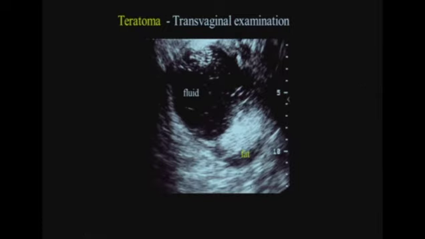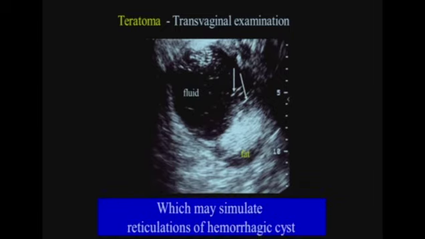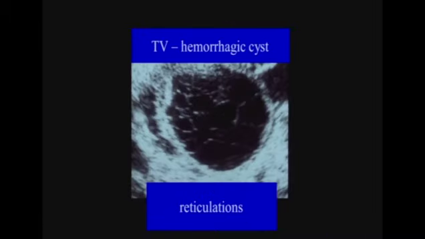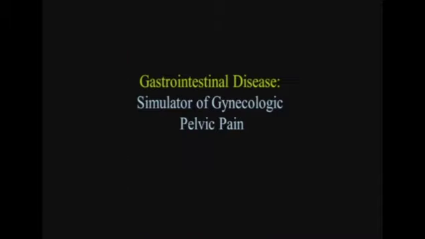Transvaginal exams can sometimes show individual hairs, and these can simulate reticulations of hemorrhagic cyst. This is a transvaginal exam in which there are reticulations of a hemorrhagic cyst, which I think are crisscrossing and do not simulate it, but there are different opinions.